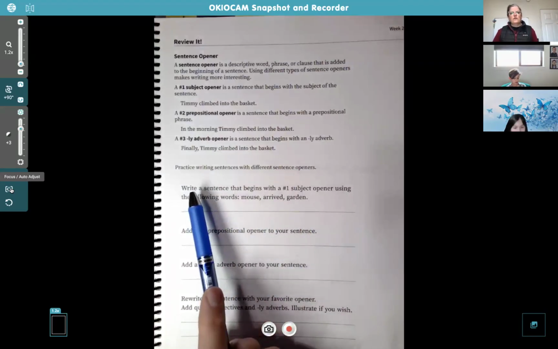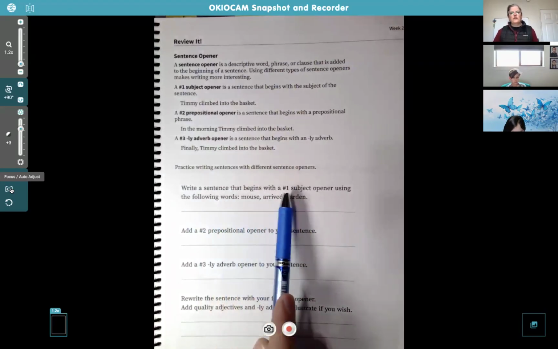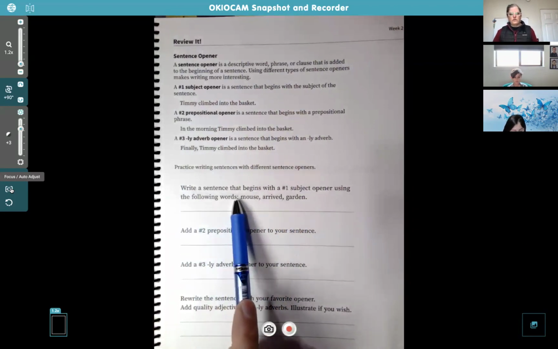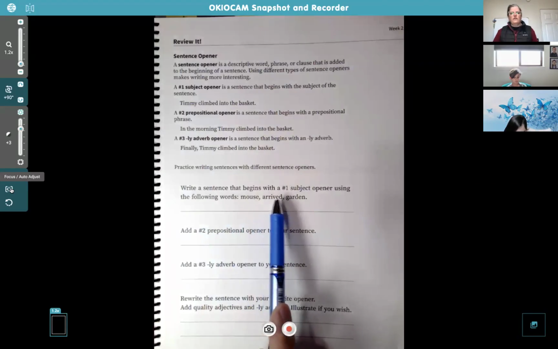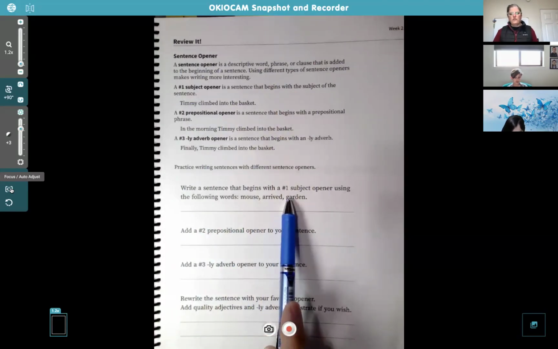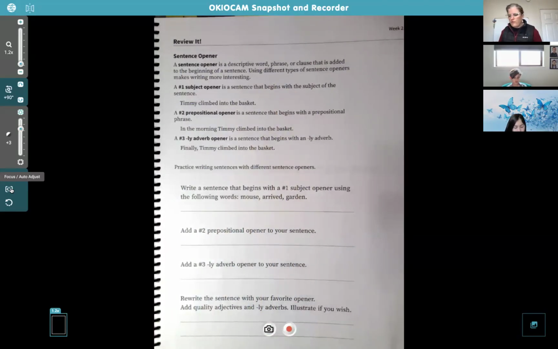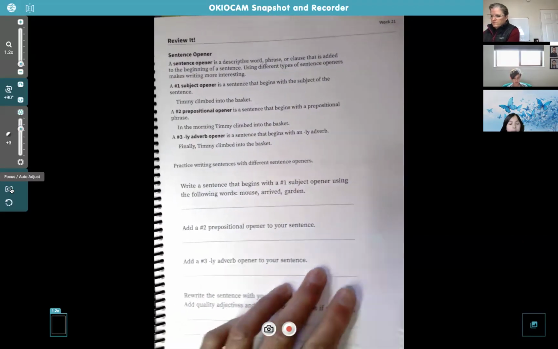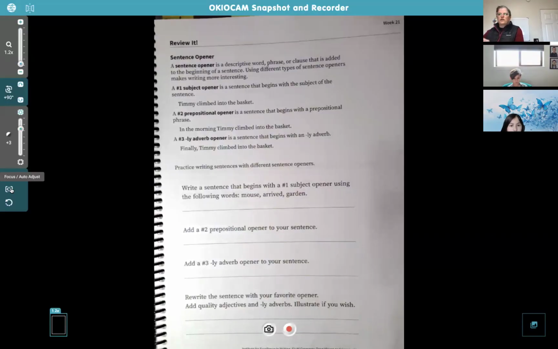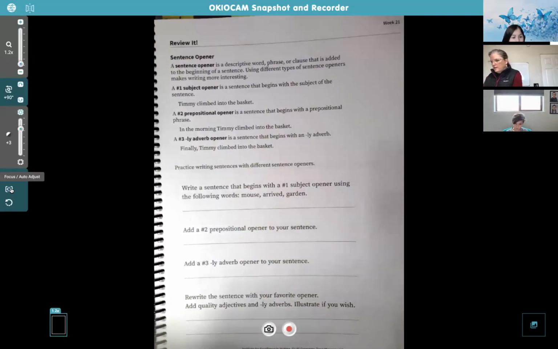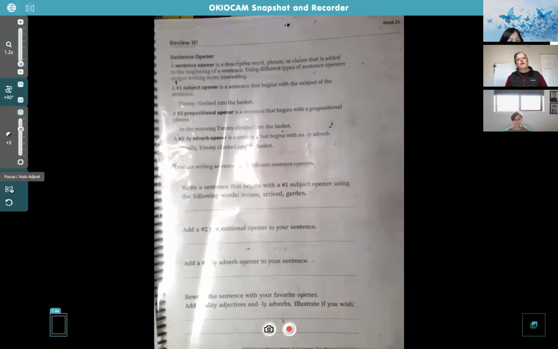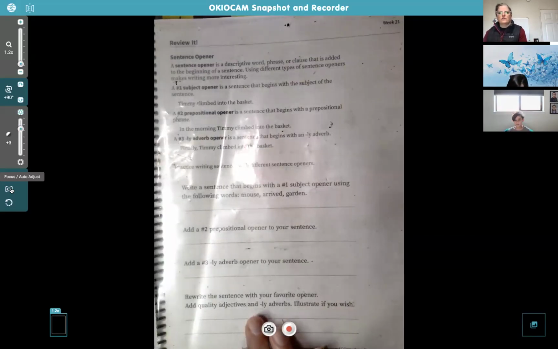So it says, write a sentence that begins with a number one subject opener using the following words. Mouse, arrived, garden. Can you guys think of a subject opener for mouse, arrived, and garden? There's a couple of different options here, but let's see what you come up with. What do you think, Lizzie? Timmy the mouse arrived in the garden. Oh, good. Timmy the mouse arrived in the garden. That's a good one. Do you have a different one, Sawyer?